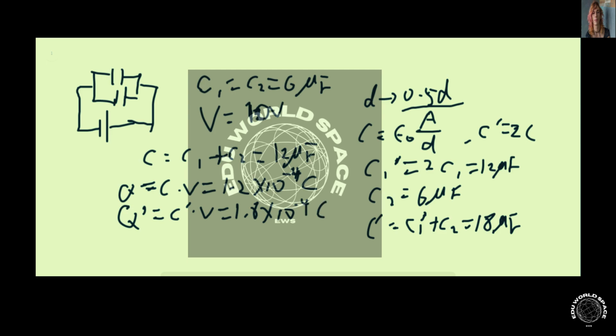So delta Q equals Q prime minus Q. In this case, it equals 6 times 10 to the negative fifth coulombs.